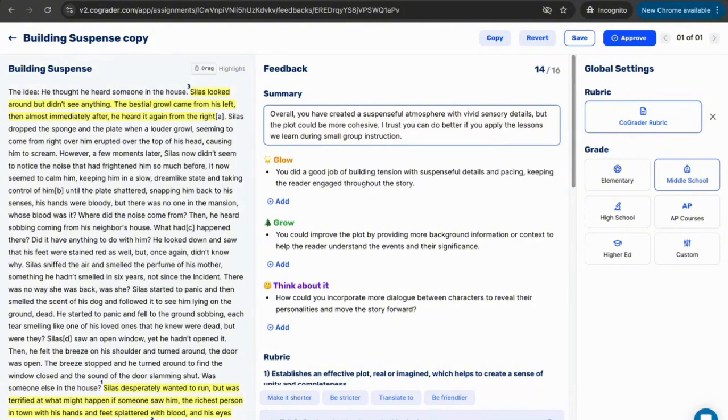So then the student knows when they're pulled over to the small group instruction, whatever skill I'm teaching or I'm reinforcing in that small group, then the student's like, okay, I need to apply this lesson to my building suspense writing because that is what the feedback in CoGrader said.